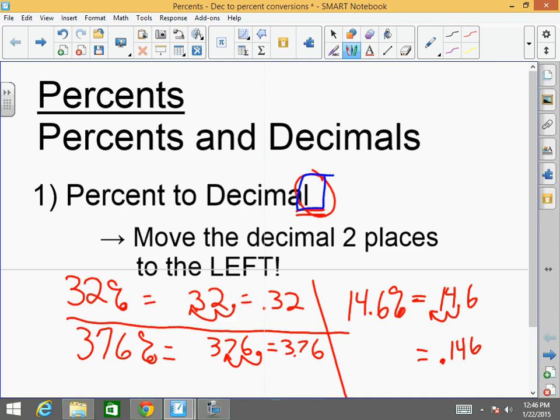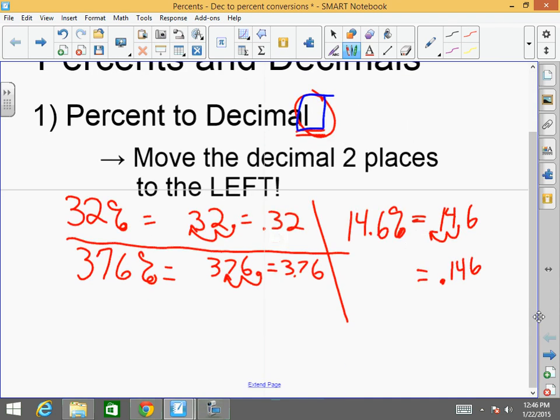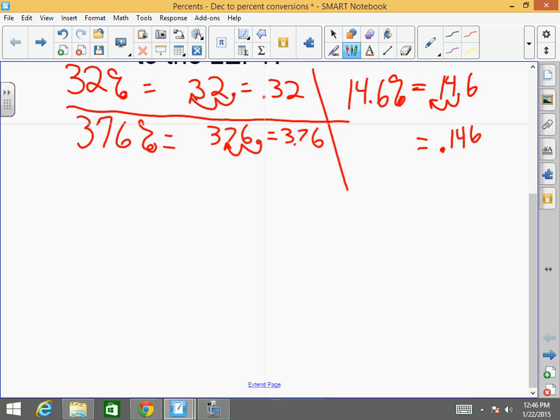Yes, sir. Now, mathematically speaking, what we are doing is we're dividing by 100. I don't know if you guys remember, but whenever you divide by powers of 10, you move the decimal to the left for as many places as there are zeros. So if you remember yesterday's lesson, okay, we were talking about the fact that percent means something over 100. So if I have 32%, that's really 32 over 100. So I move the decimal 2 places to the left.